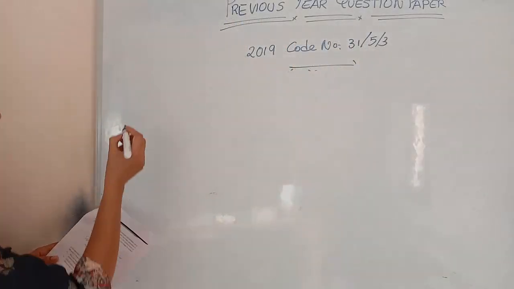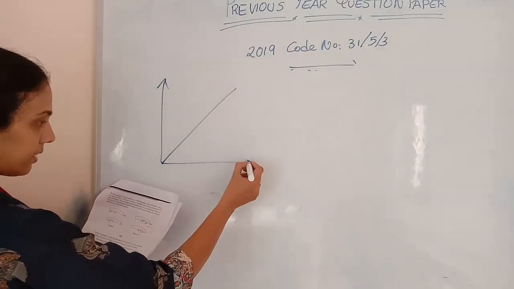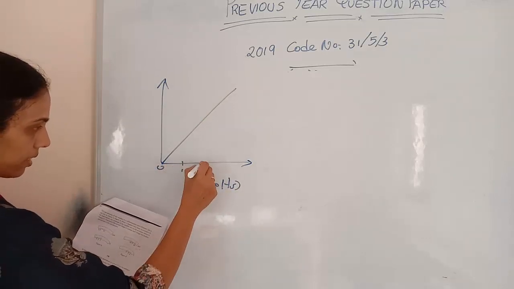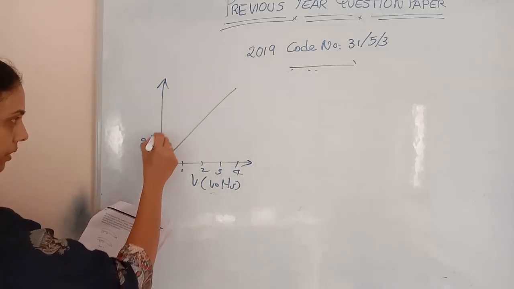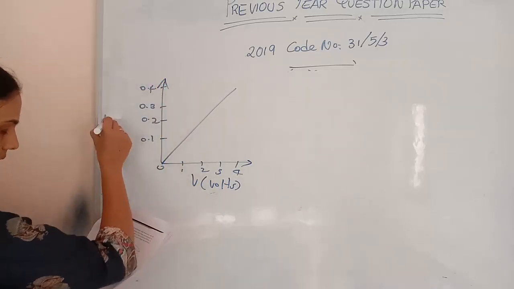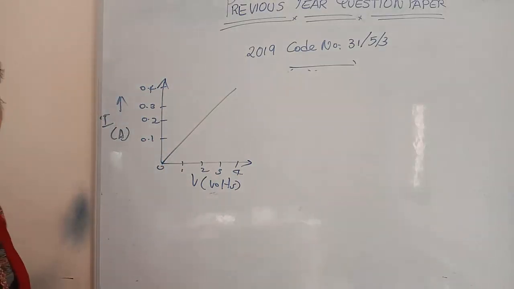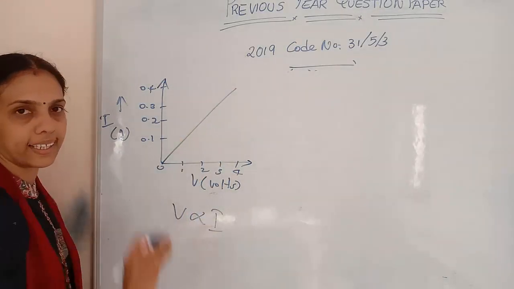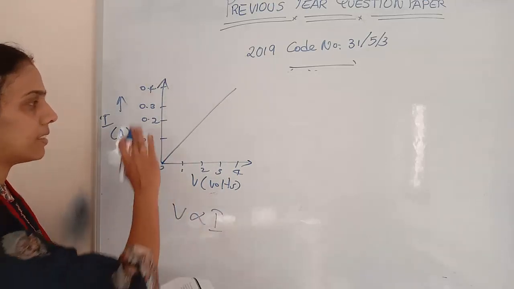Okay, so what you should do, see here in the given question the graph is like this. This is voltage in volts, 0, 1, 2, 3, 4, and here it is 0.1, 0.2, 0.3, 0.4. This is for current in amps. So this is showing Ohm's law, isn't it? V is proportional to I. Since it is a straight line graph, V is proportional to I. This graph obeys Ohm's law.